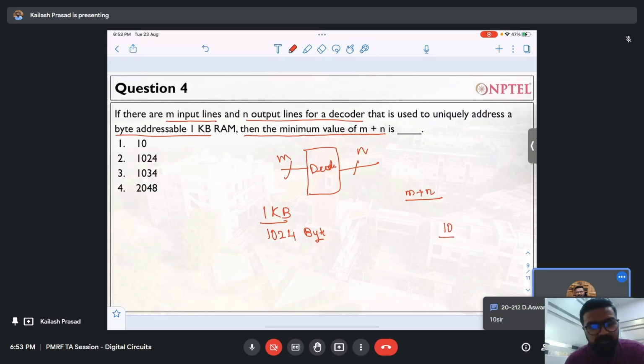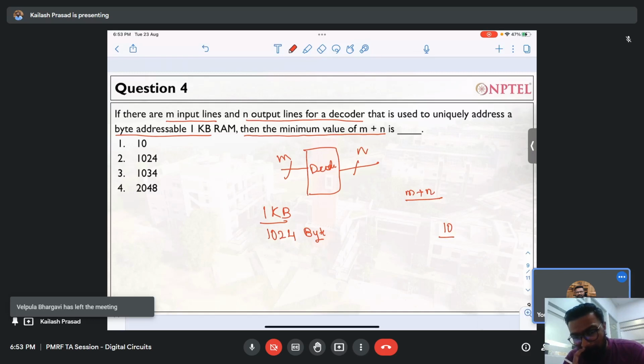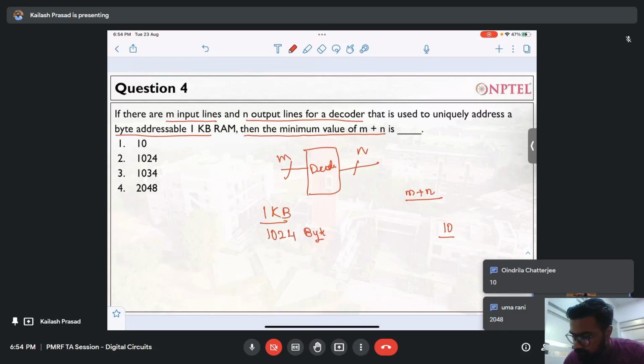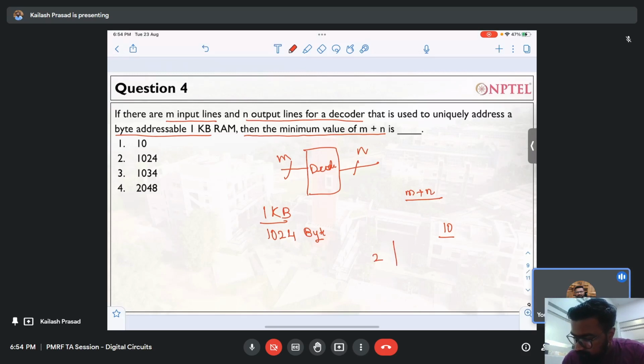Anybody else? See, you should know where decoders are used. Decoders are generally used for addressing. You give the address, and the decoding logic gives you the corresponding output. If you use a 2:4 decoder, you are giving 2 inputs and taking 4 outputs. Similarly, if you give X inputs to a decoder, you take 2 to the power X outputs.